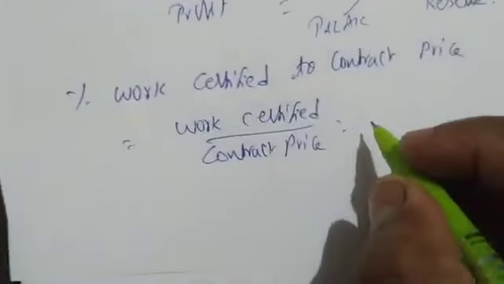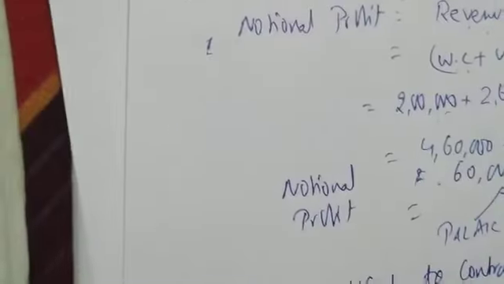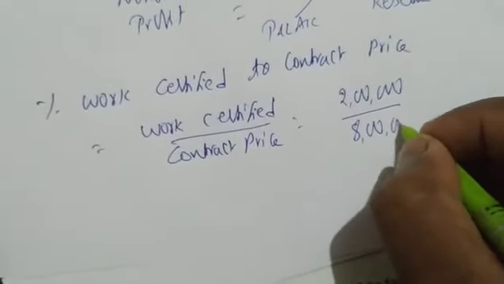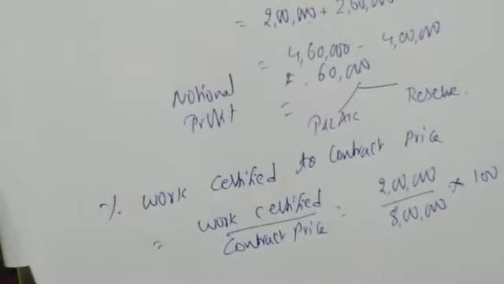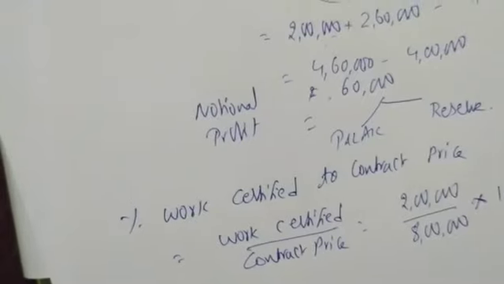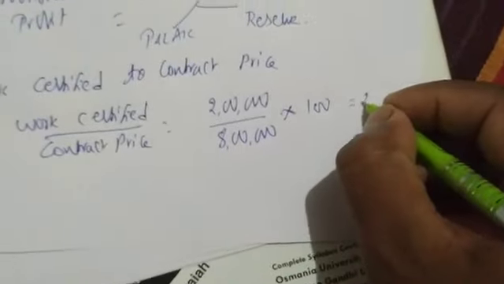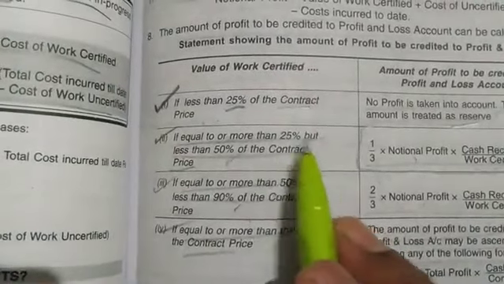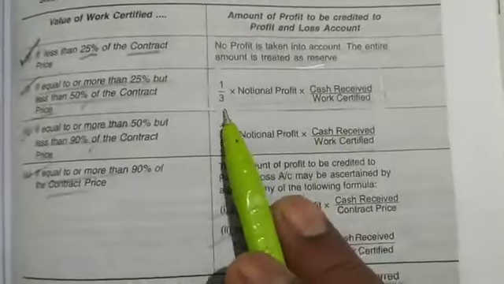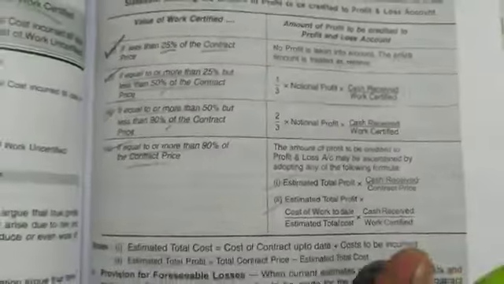Yes, so how much is the value of work certified? 2 lakhs. 2 lakhs divided by contract price, how much is it? 8 lakhs into 100. So 2 lakhs divided by 8 lakhs into 100, we are getting 25%. So 25% means it should be equal. What he says is, if it is equal to or more than 25%, equal means 25%, how much do we have to transfer? 1/3 of notional profit into cash receipt divided by work certified.